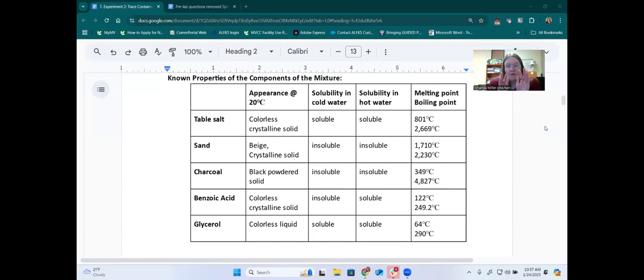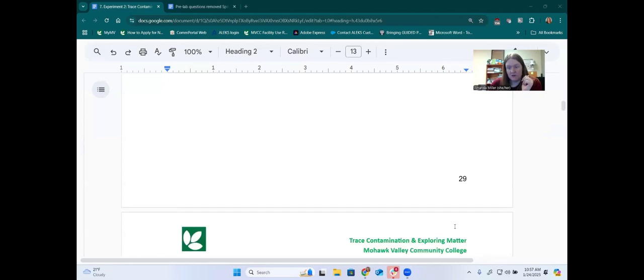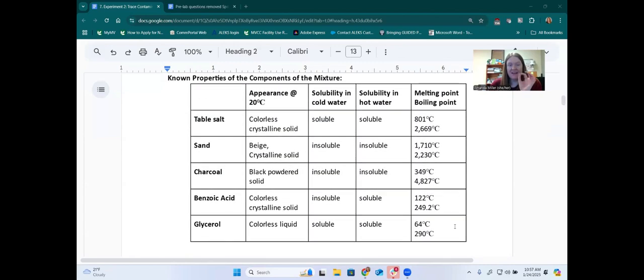These physical properties listed in the experiment, on page 29, are a key component in figuring out what's going on. So to explain them, appearance at room temperature, so 20 degrees Celsius is room temperature, will give us an indication of what state of matter we would see if this was isolated by itself.